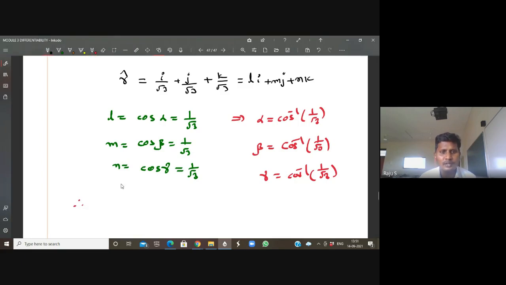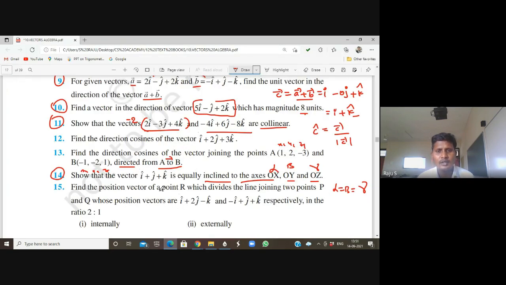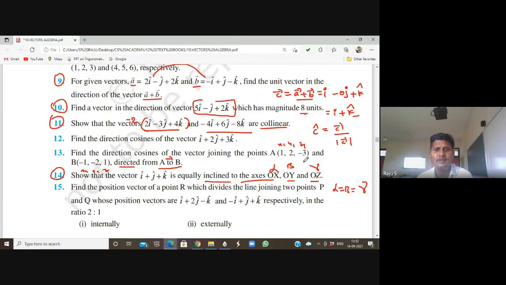What shall we conclude here? Therefore, alpha is equal to beta is equal to gamma, that is equal to cos inverse of 1 by root 3. So finally, you have to write: hence the given vector is equally inclined to OX, OY, OZ. That's it. Alpha, beta, gamma are the angles with the x-axis, y-axis, z-axis respectively.